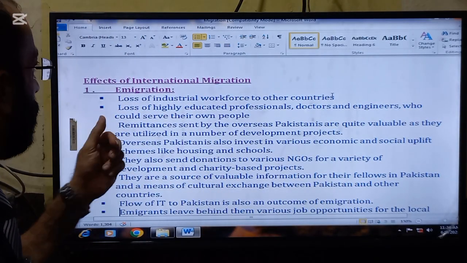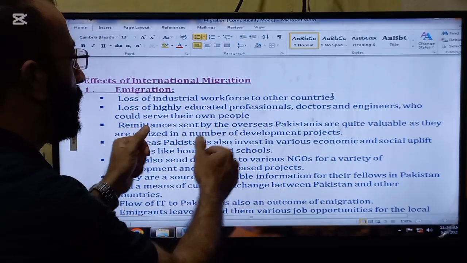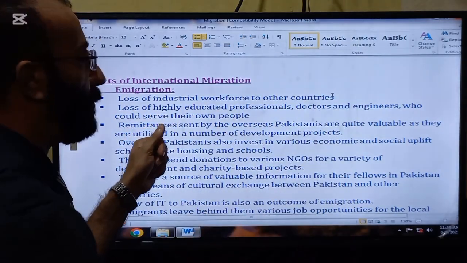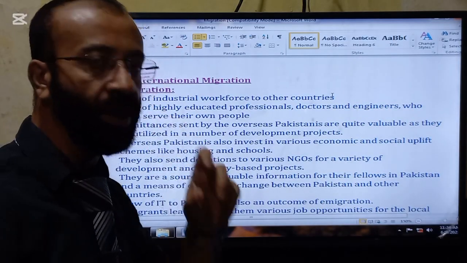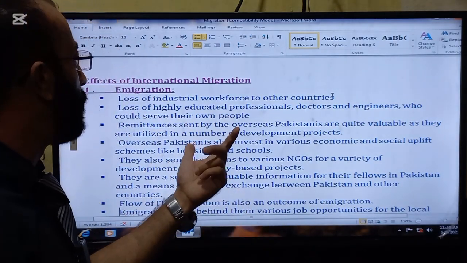Number one, loss of the industrial workforce to other countries. So this is one effect. The workforce goes there, for example, plumbers, electricians, teachers, doctors, engineers go there. So loss of the industrial workforce.